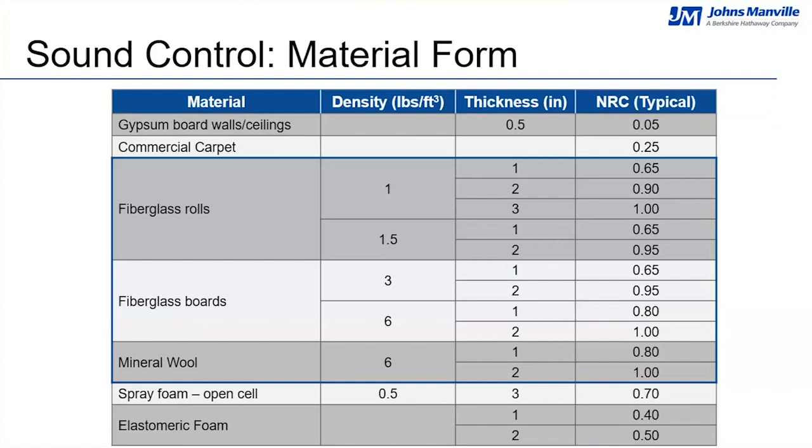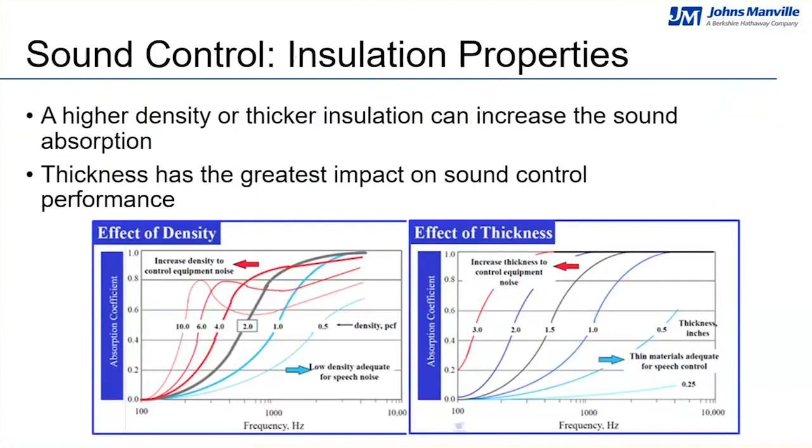When you look at the fibrous insulations like fiberglass and mineral wool, you'll generally find that they have high NRC ratings. For example, many fiberglass products have NRC ratings from 0.65 to 1. One thing to note is that the density and thickness of material also impacts the NRC. The insulation's properties like thickness and density play a substantial role in its ability to control sound. A higher density or thicker insulation can increase the sound absorption, especially across lower frequencies.